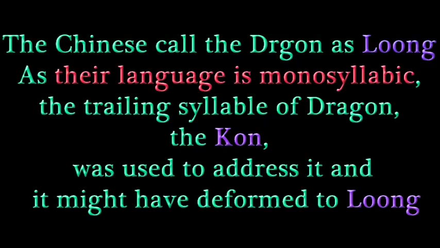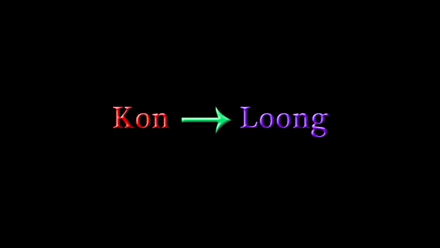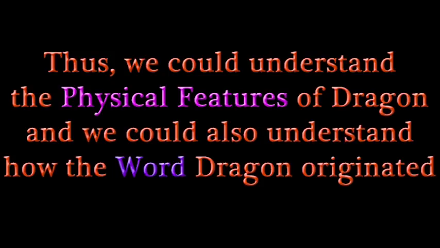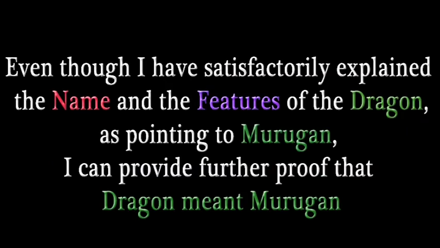The Chinese called the dragon as long. As the language is monosyllabic, the trailing syllable of dragon, kon, was used to address it, and it might have deformed to long. Kon, long. Hence, we could understand the physical feature of the dragon, and we could also understand how the word dragon originated. Even though I have satisfactorily explained the name and the features of the dragon as pointing to Murugan, I can provide further proof that dragon meant Murugan.